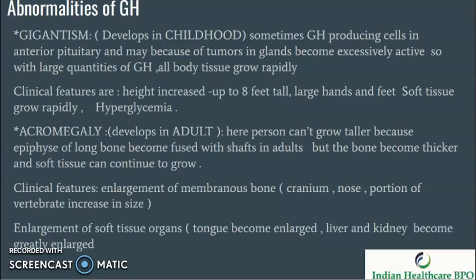Then the abnormalities of growth hormone. Gigantism, which develops in childhood, is caused by growth hormone producing cells in the anterior pituitary gland, or tumors in the gland, becoming excessively active. So with large quantities of growth hormone, all body tissues grow rapidly. Clinical features are height increase up to 8 feet tall, large hands and feet, and rapid growth of soft tissue; it also causes hyperglycemia. Then comes acromegaly, which develops in adulthood.